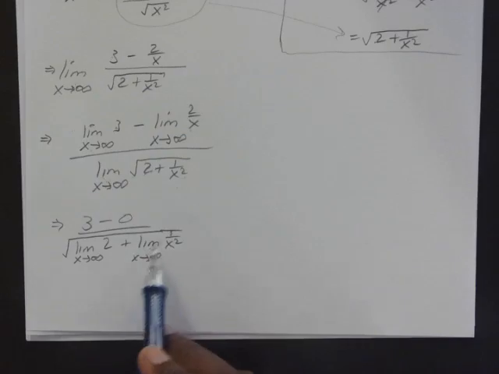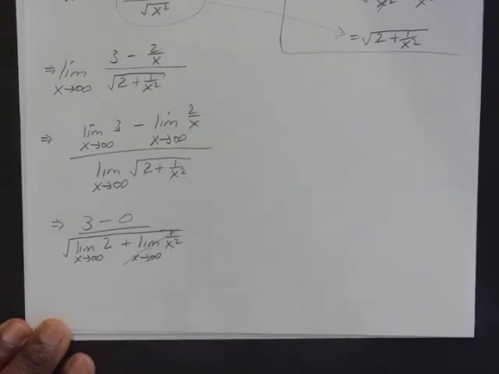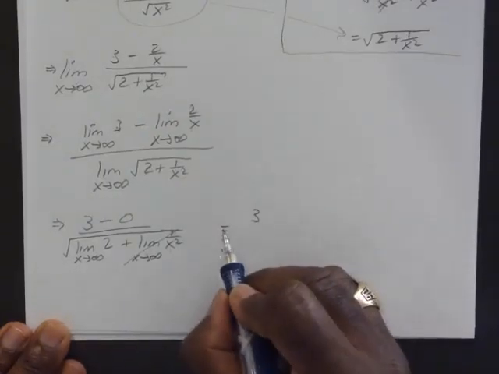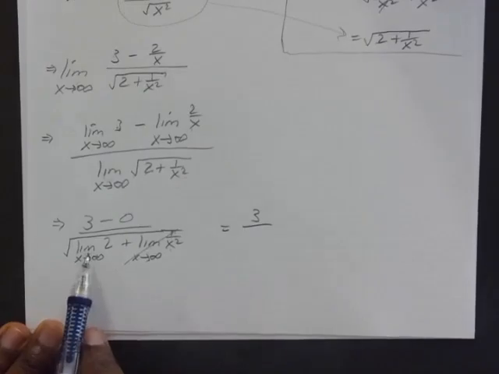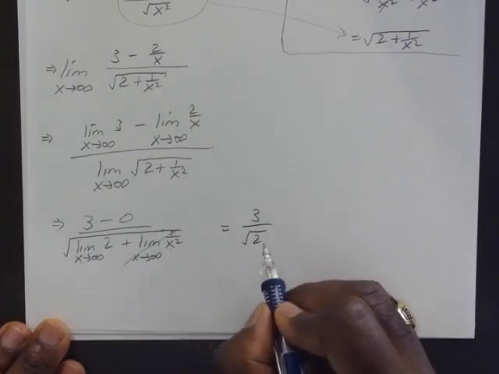Okay. We know the limit of 1 over x squared, any constant divided by a number getting bigger, is just going to be 0. And the limit of 2 is just 2. So the 3 minus 0 is 3, divided by the square root of the limit of 2, which is just the square root of 2.